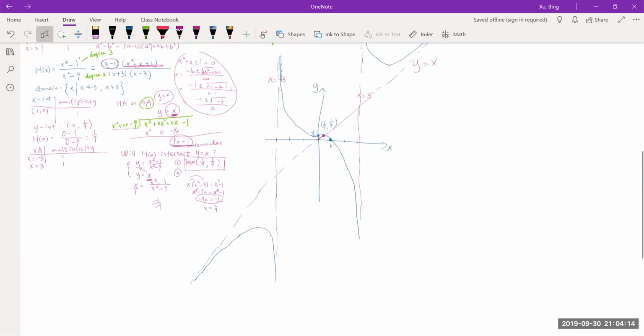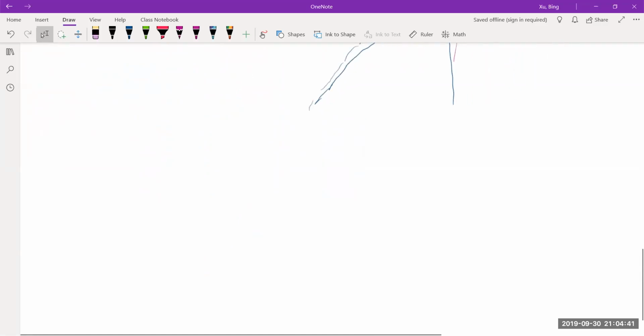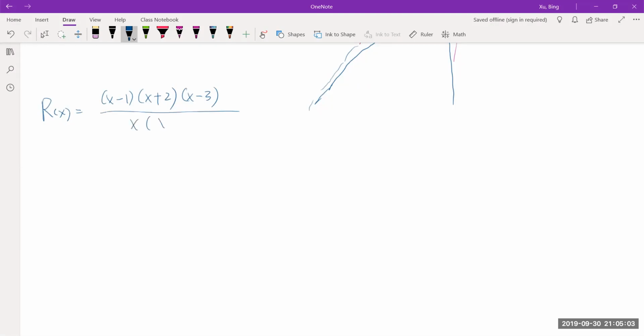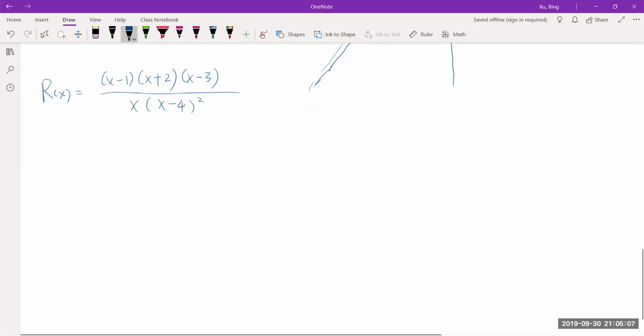Okay, the next problem I want to go over is 15, 17. You know what? I want to skip 17. Let me do 32. Okay, let me do 32. I'm talking about the textbook. R of x equals x minus 1 times x plus 2 times x minus 3, over x times x minus 4 squared. I want to graph this function.